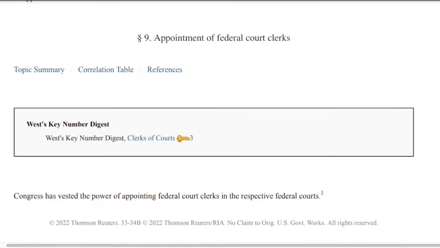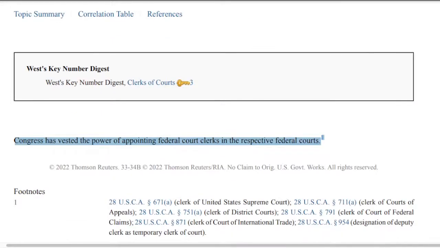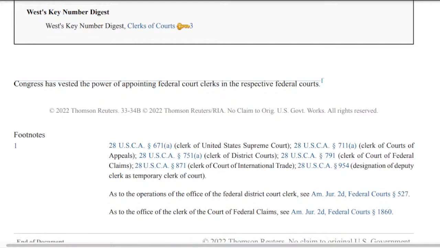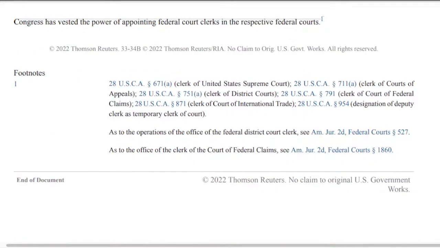So, appointment of federal court clerks. Congress vests the power of appointing federal court clerks in their respective courts. And here's our USC, and this is actually about the clerk of international trade, clerk of district court. So this is their appointment of federal clerks.